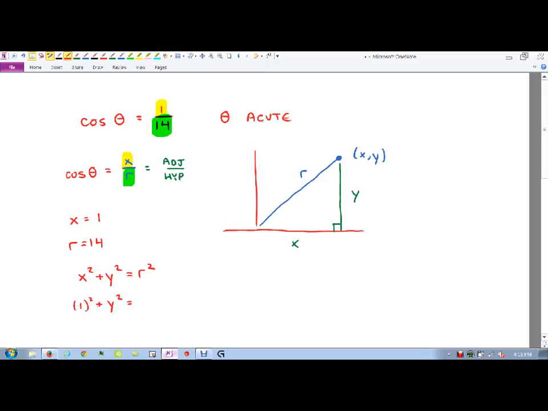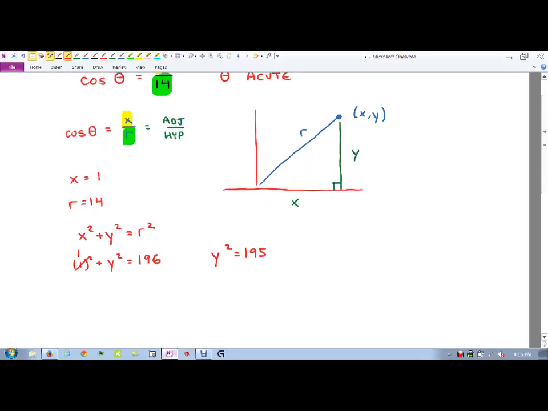Plugged in, X is 1 squared plus Y squared, Y is what we're trying to find, and then R squared, so 14 squared is 196. So now what we do is subtract 1, because 1 squared is 1 here. So subtract 1 from both sides, and we get 195. And now we take the square root. So Y is equal to the square root of 195. And Y actually can be plus or minus, but because we're in the first quadrant, it has to be the positive because Y is a positive number here.